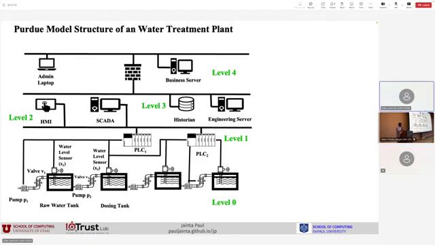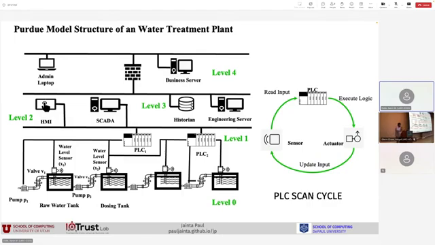Typically, the programmable logic controllers are responsible for performing the physical tasks. Like in this water treatment plant, the programmable logic controller PLC1 is responsible for transferring the water from the raw water tank to the dosing tank. And it does so with the help of the water level sensors, the valves, the pumps, and the other physical parts like the transmission pipes, etc. And the question is how the PLC performs this complex physical task. It does so with the help of the scan cycle.